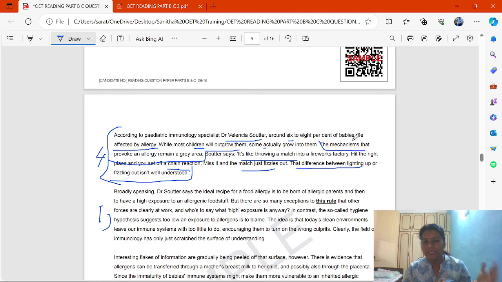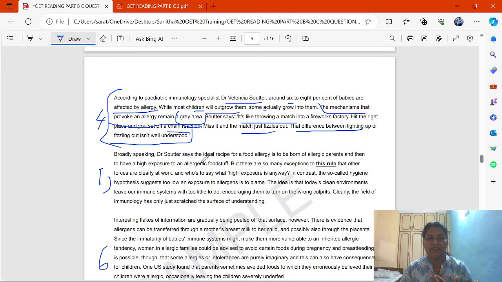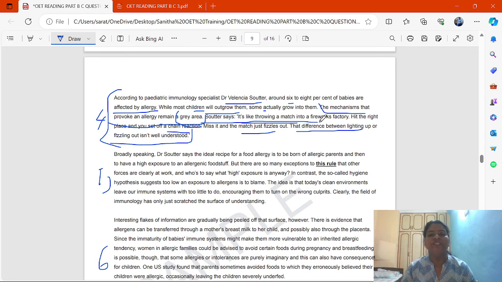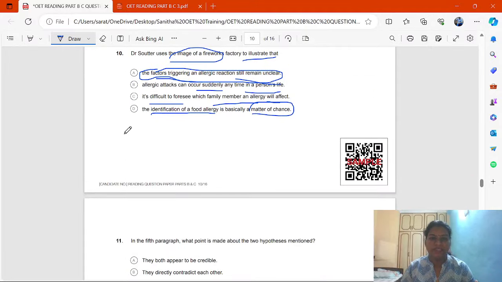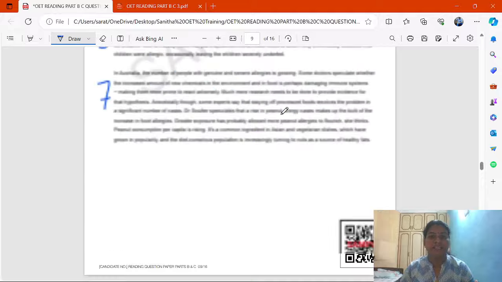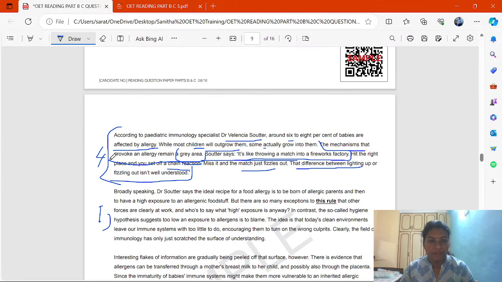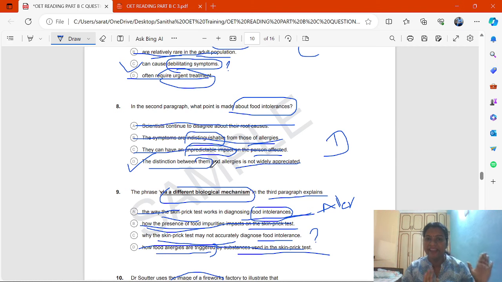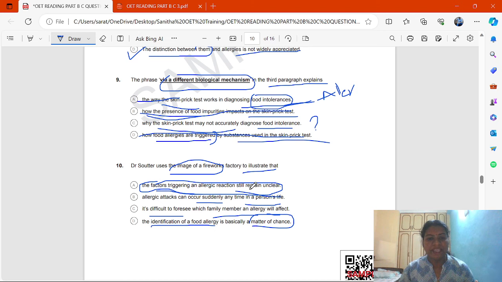Gray matter means a dark side. We didn't find out what the cause of this problem is. After that Sauter says it's like throwing a match into the firework factory. Anytime it can attack, but we don't know the exact cause of the problem. So like that he concluded. The mechanisms that provoke an allergy remain a gray matter, which means still unclear. Gray area means it's not clear. So the factors triggering reactions still remain unclear. Yes, it is matching with the option, so we can make it a query here.